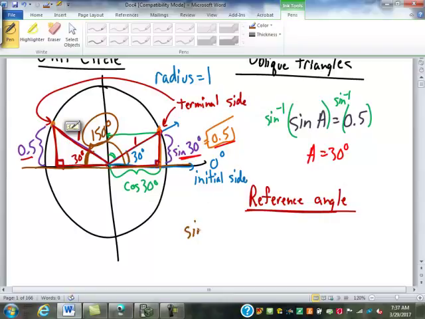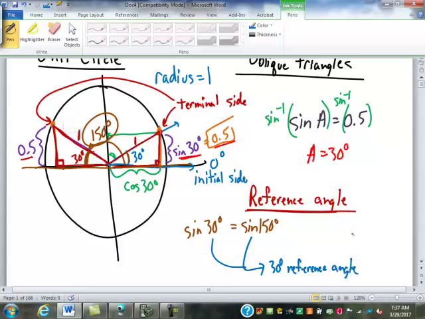So what that is telling us is the sine of 30 degrees has to equal the sine of 150 degrees, because both of those have a 30 degree reference angle. Now there are two other spots on this circle that have a 30 degree reference angle.